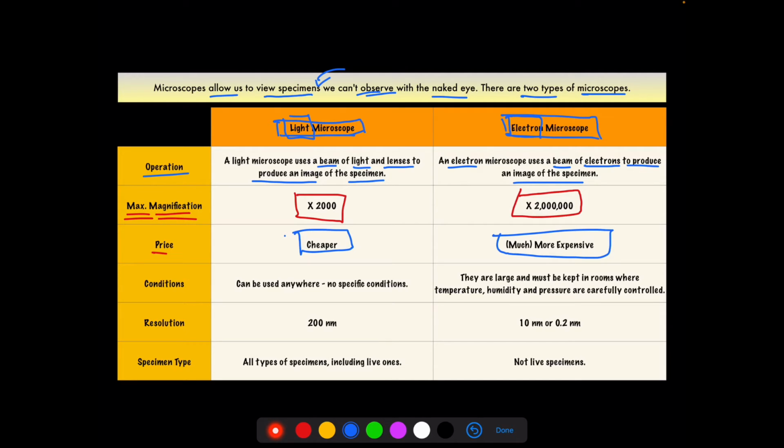So anyway, then conditions, right? Conditions. A light microscope can be used anywhere. There are no specific conditions. You can use it at home. You can use it in a lab. You can use it in the school. It's fine. It all works.